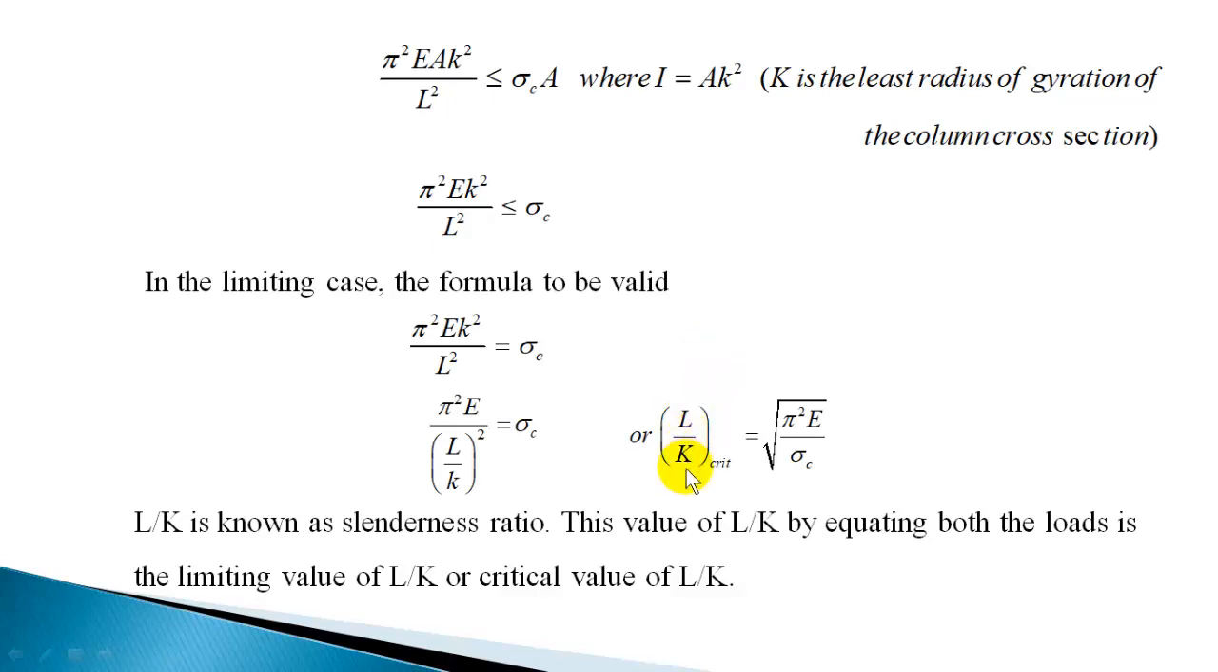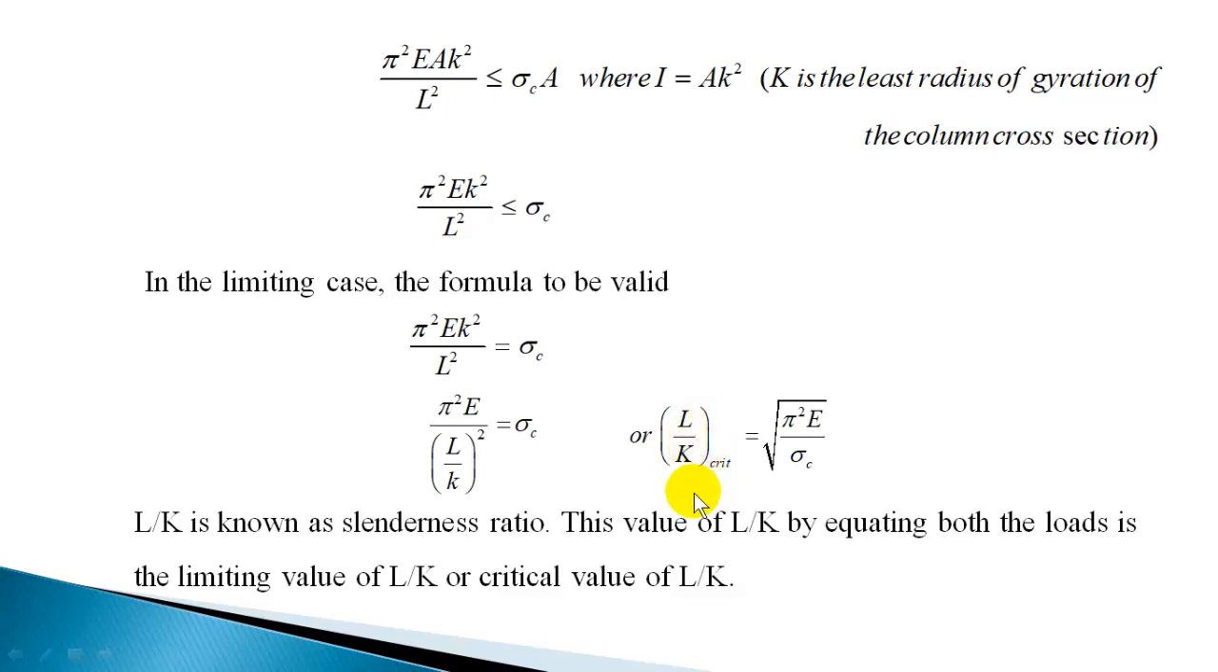But K you can also take into account. K is the radius of gyration. It depends on the cross section. If the cross section area decreases, K decreases. Even the distribution of the cross section area also decides the K value. So if K is less, it becomes slender. For the given length also, if K decreases, it becomes a slender column.